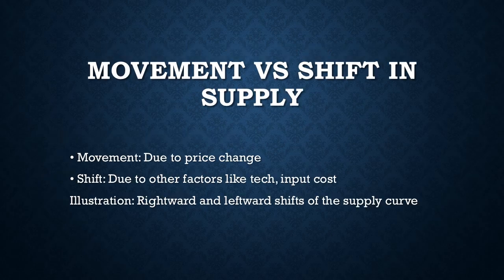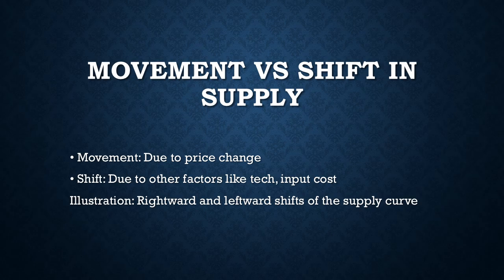Let's understand the difference between movement and shift in the supply curve. First one is movement in supply. This happens only when the price changes. If price increases, supply expands, which means an upward movement on the same curve. If price decreases, supply contracts, a downward movement on the same curve.